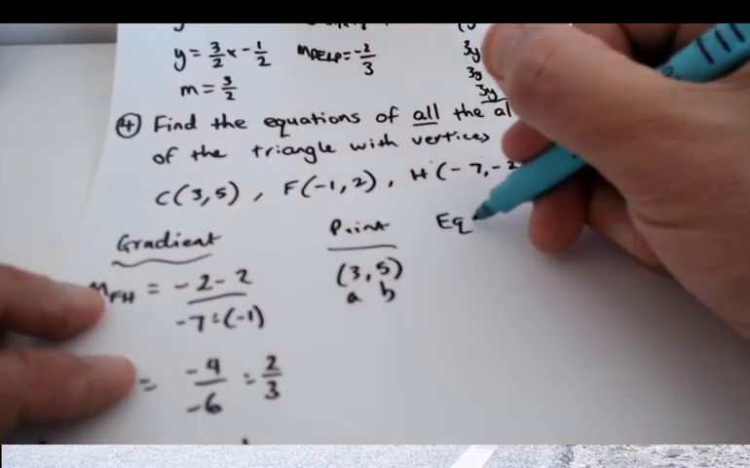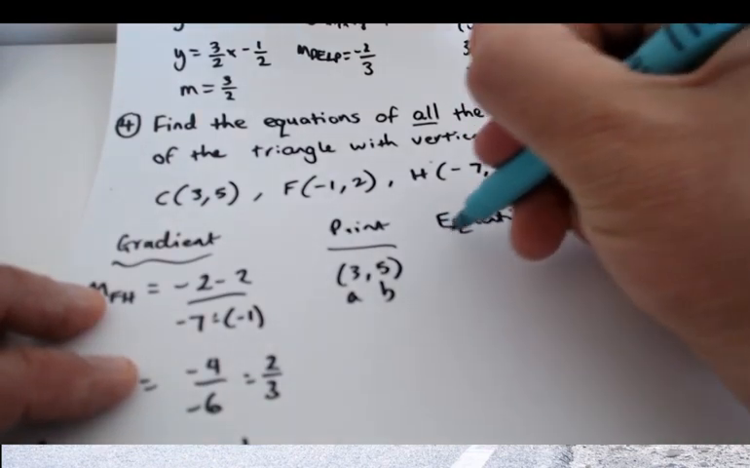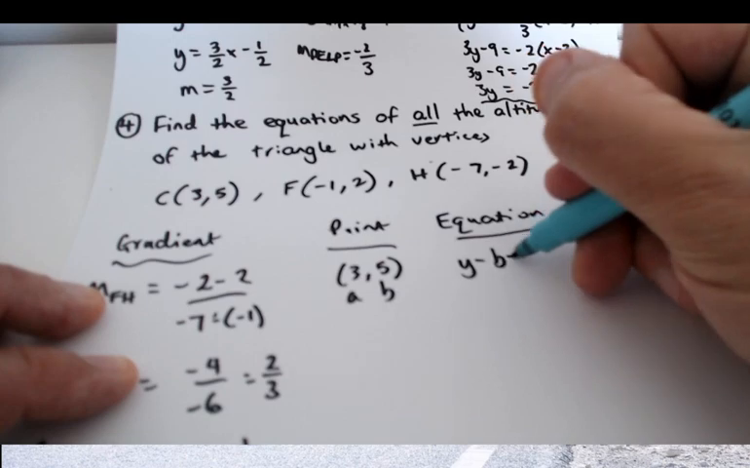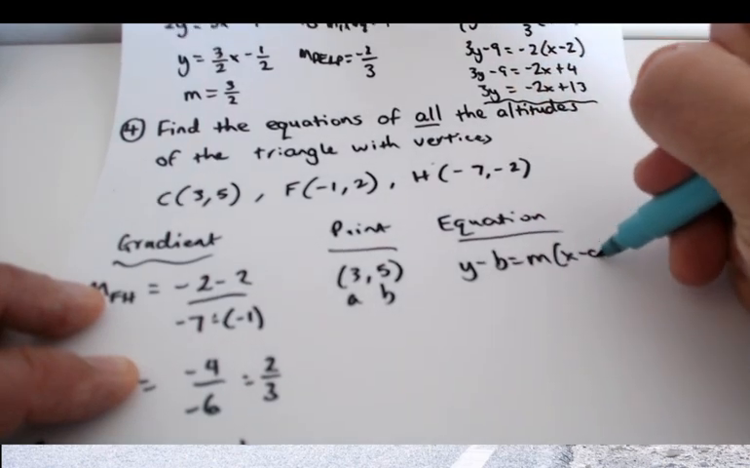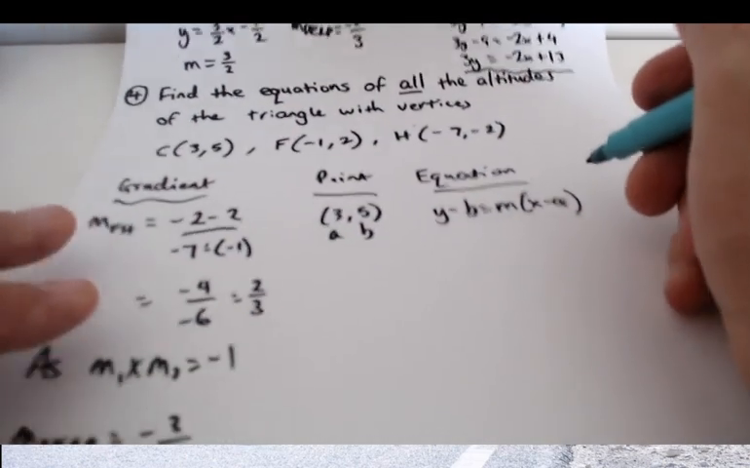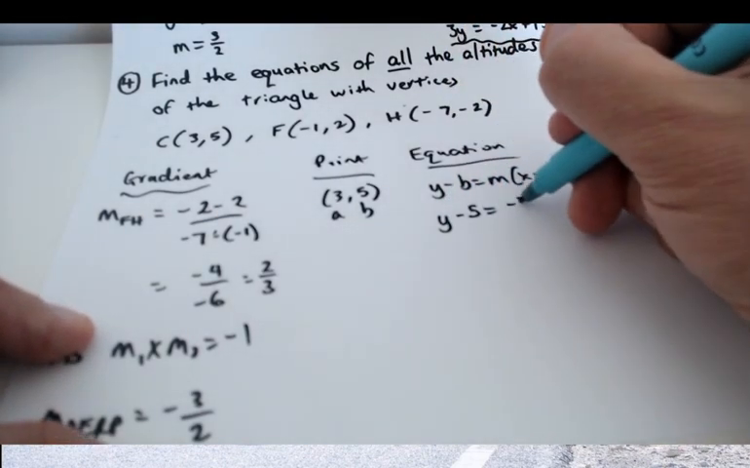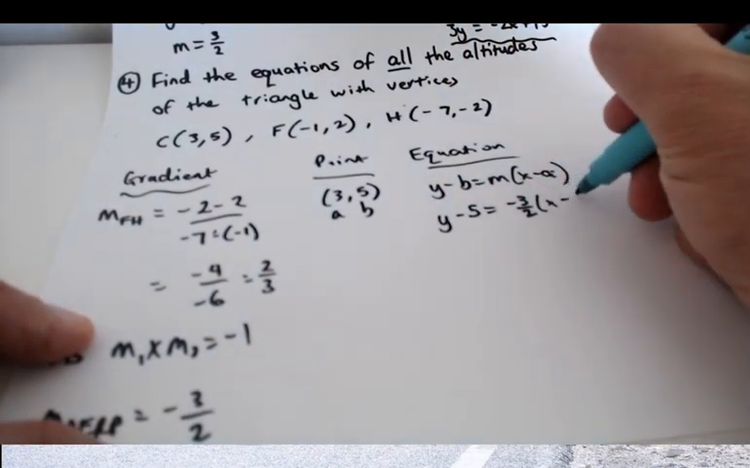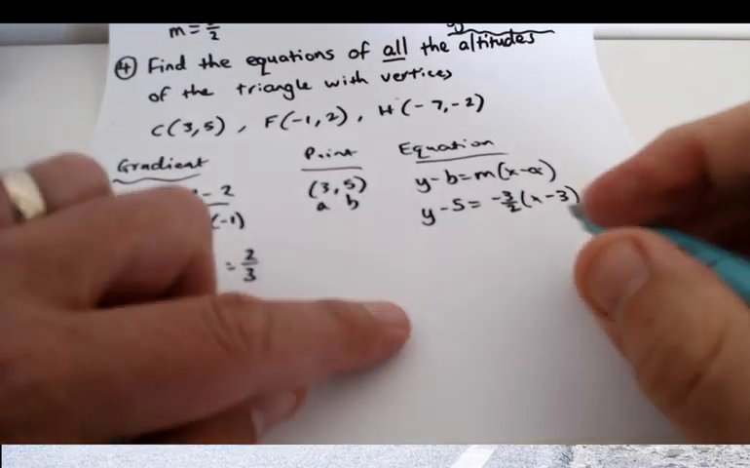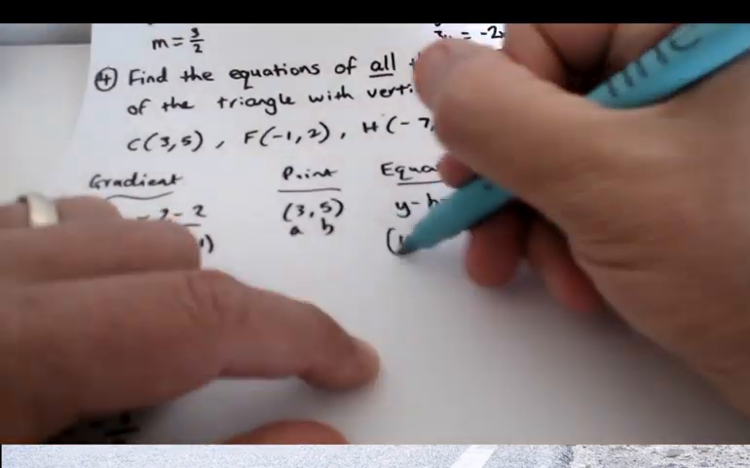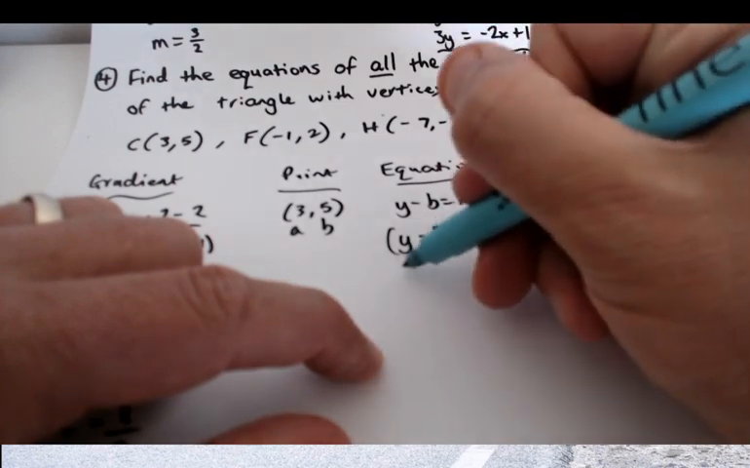Equation. Y minus b equals m bracket x minus a. You should be saying this in your sleep by now. That's going to give me y take away 5 equals -3/2 x take away 3. Multiply through by the 2 to remove the fraction. Pesky fraction, don't like it.